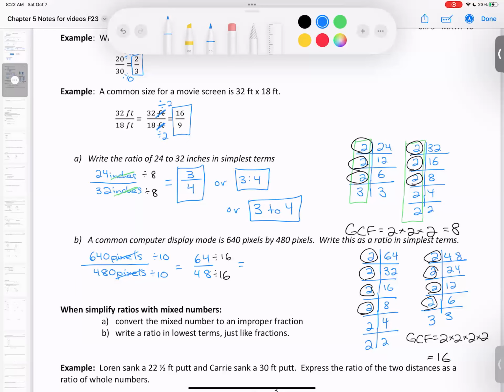64 divided by 16. I think that's 4. Is that 4? 4. 48 divided by 16 will give you 3. So your ratio in simplest form then is 4 over 3.